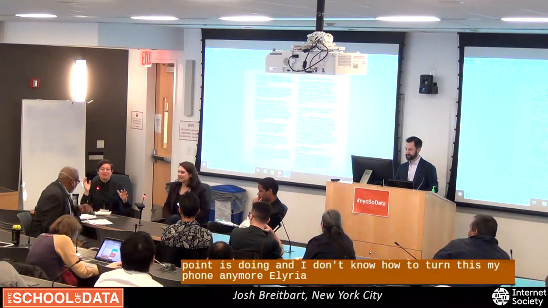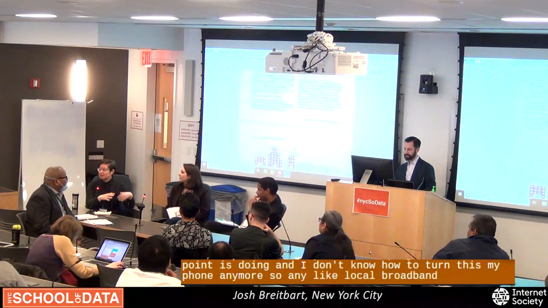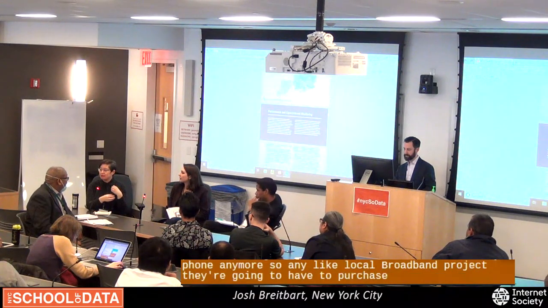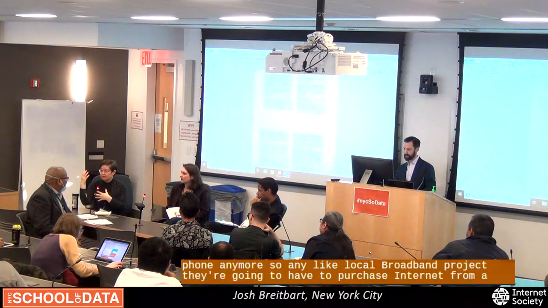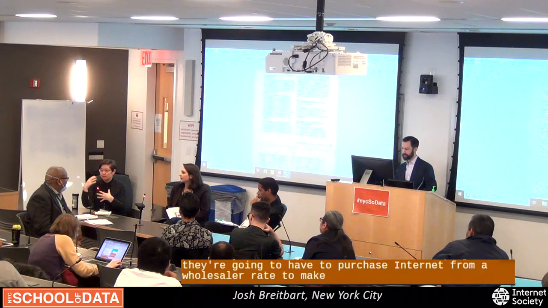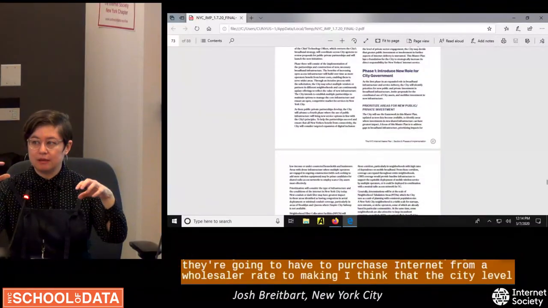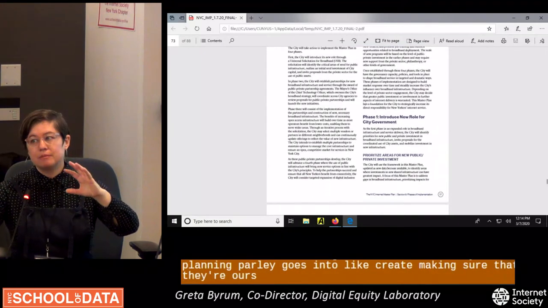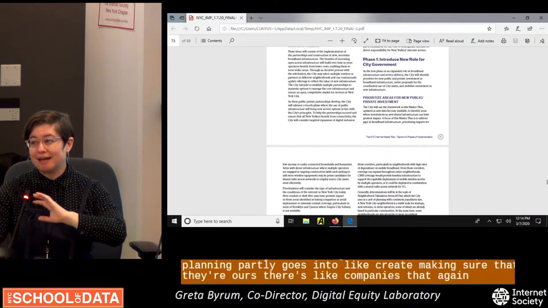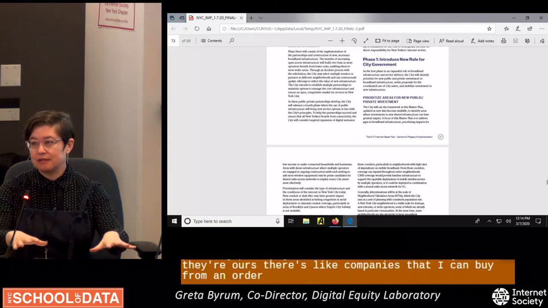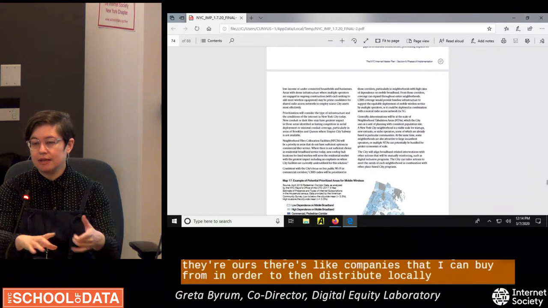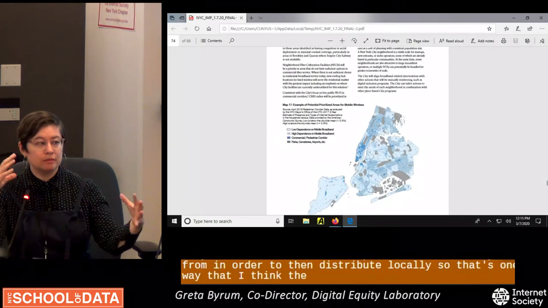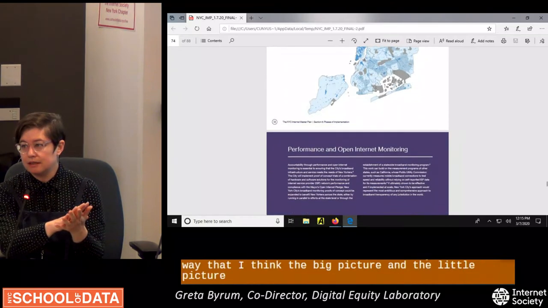So any local broadband project is going to have to purchase internet from a wholesaler, right? So I think the city level planning partly goes into making sure that there are companies that they can buy from in order to then distribute locally. So that's one way that I think the big picture and the little picture come together.